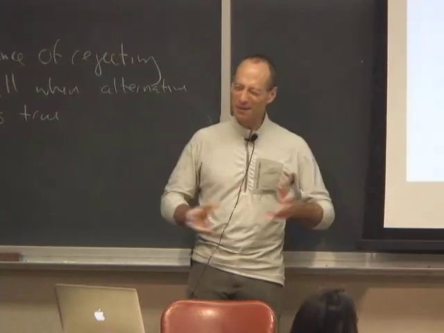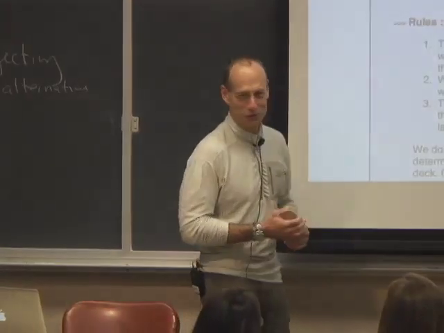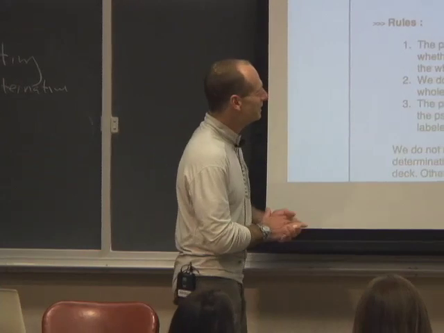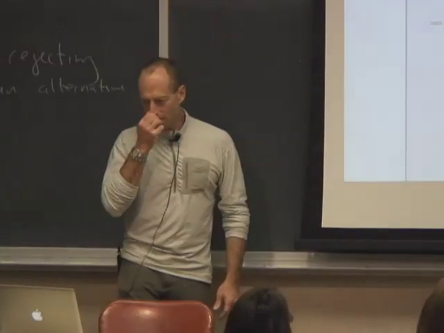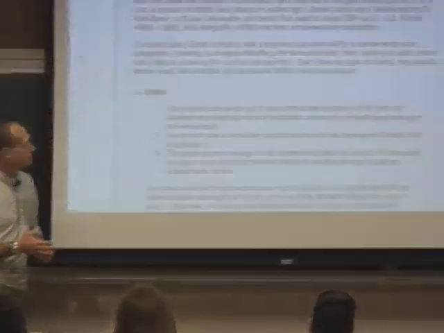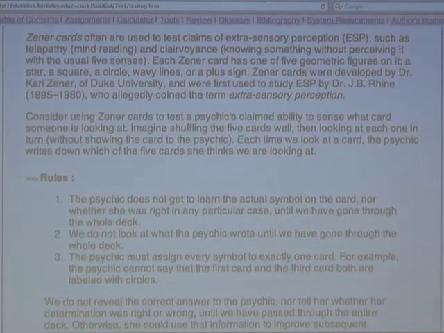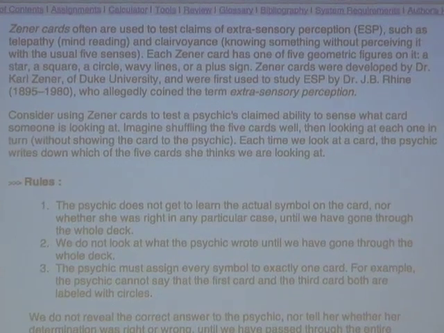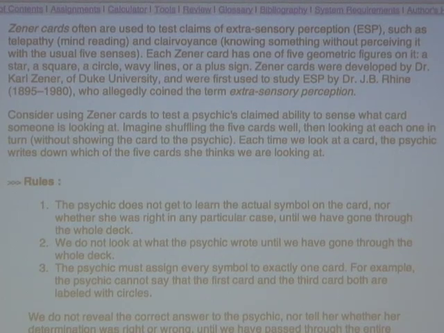Okay, all right. So we're going to talk about a couple of tests of paranormal things in the class. This is one of them. The other is testing dowsing, using the forked stick to look for water or something like that. Okay, so we're going to set up an experiment for testing whether somebody has ESP. And what we're going to do is we're going to shuffle a deck of 5 Zener cards, and the psychic is supposed to figure out what order the cards are in, okay, without looking, right, without being told.